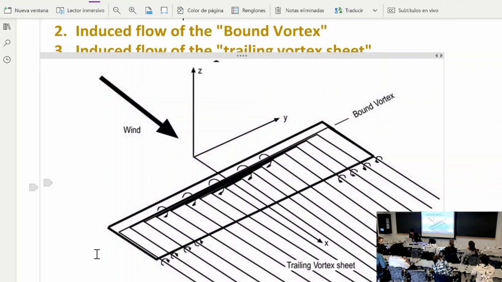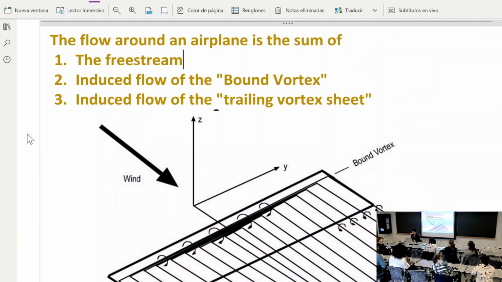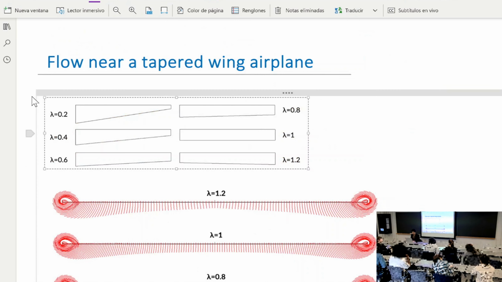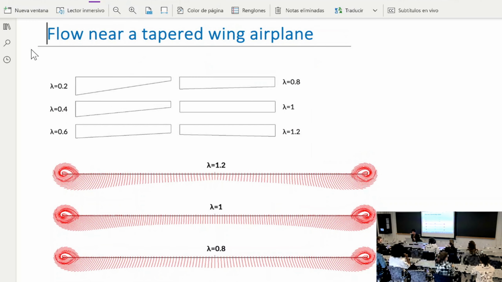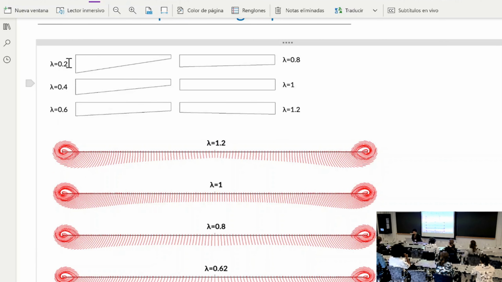Okay, so we did that a little bit on Monday, and in the homework, you're also asked to estimate the induced drag using that approach. We also looked at the flow near a tapered wing airplane. For a tapered wing airplane, the flow has to be explained not just by one pair of trailing vortices, by one horseshoe vortex, but by multiple pairs.